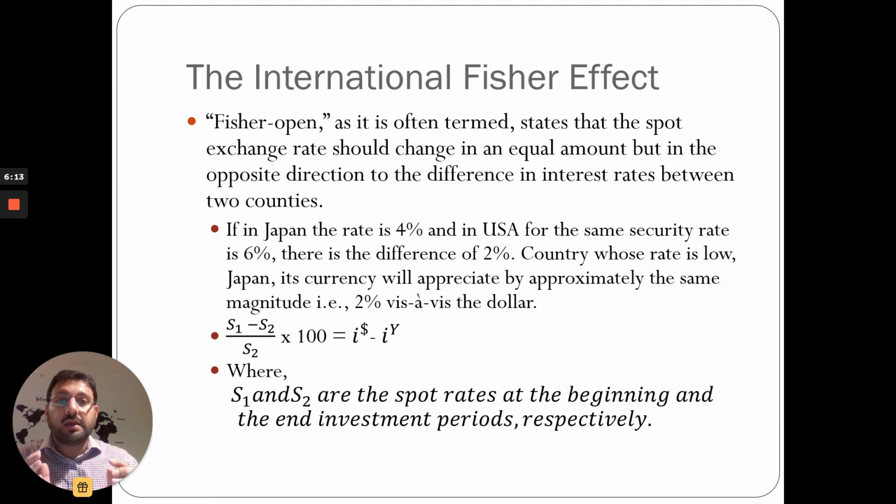And if the exchange rate does not move in such a way that the Japanese yen appreciates by 2%, then all the capital will flow only to the USA, because they are offering a better rate, 2% more compared to the bond in Japan, and the system will not be in equilibrium.